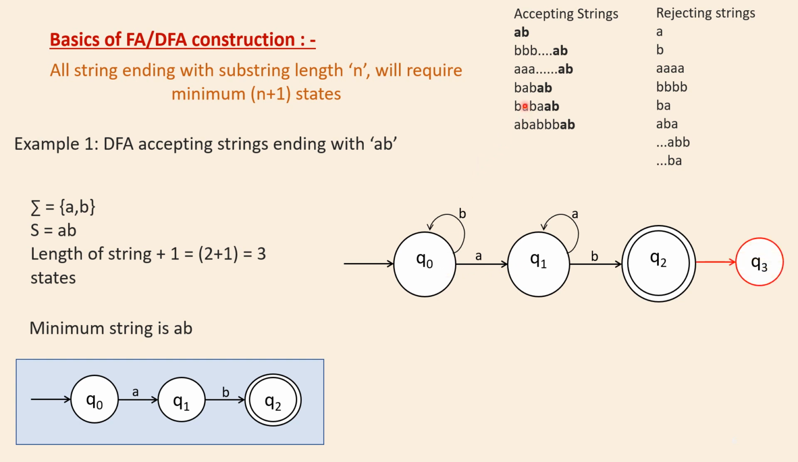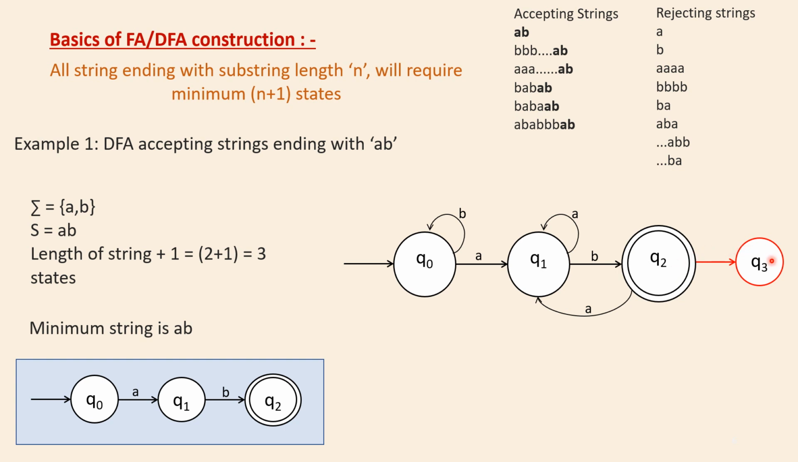Next, if I have n number of A's or B's and then ending with AB, and then again if I have any other input after AB, then rather than taking a new state, I can loop back that input to Q1. Now if I have A, B, A, it is supposed to be a rejecting string. See here I have A, B, A. This is supposed to be a rejecting string.